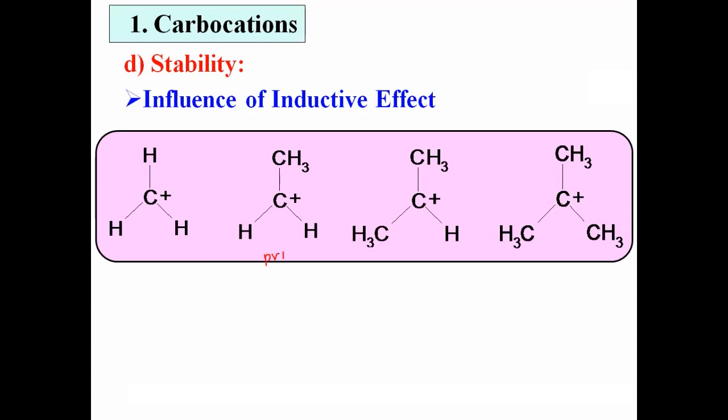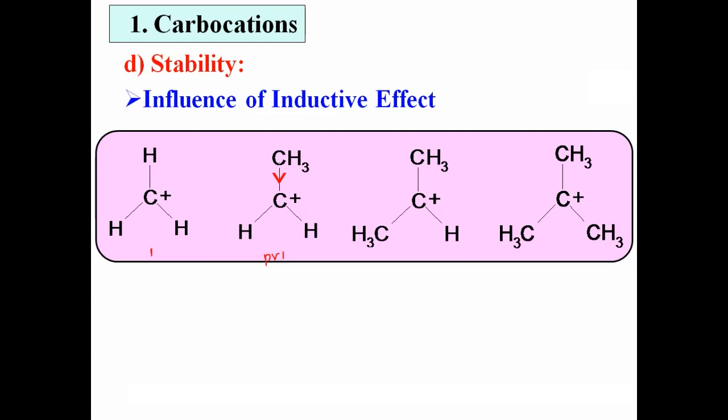Now let us see the comparison between the first and second. In the primary carbocation, the central carbon has a positive charge and only 6 electrons in its valence shell, meaning the central carbon is electron deficient. What about the methyl group? What about the alkyl group? This alkyl group shows electron donating inductive effect.